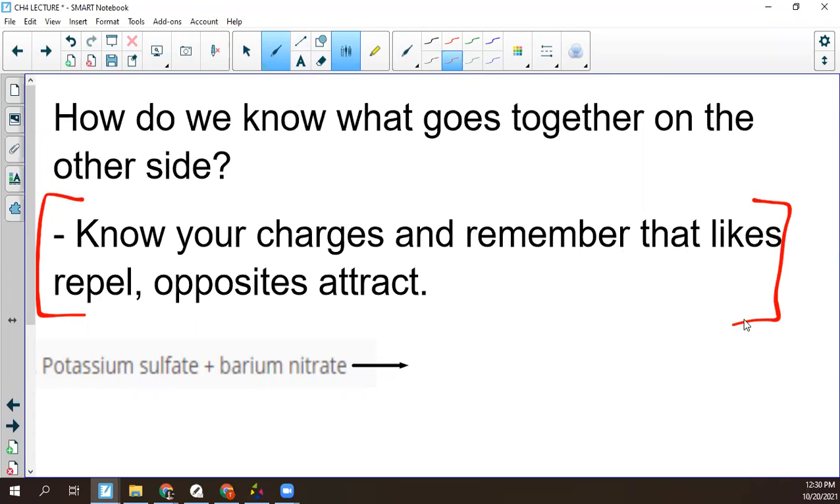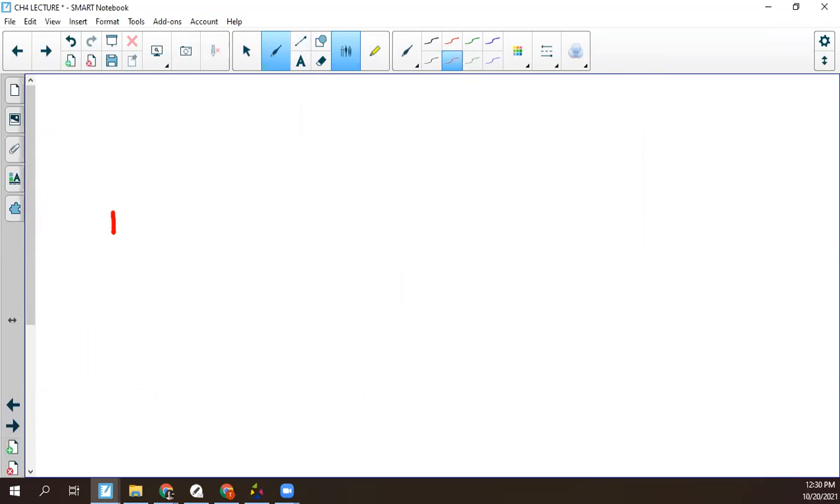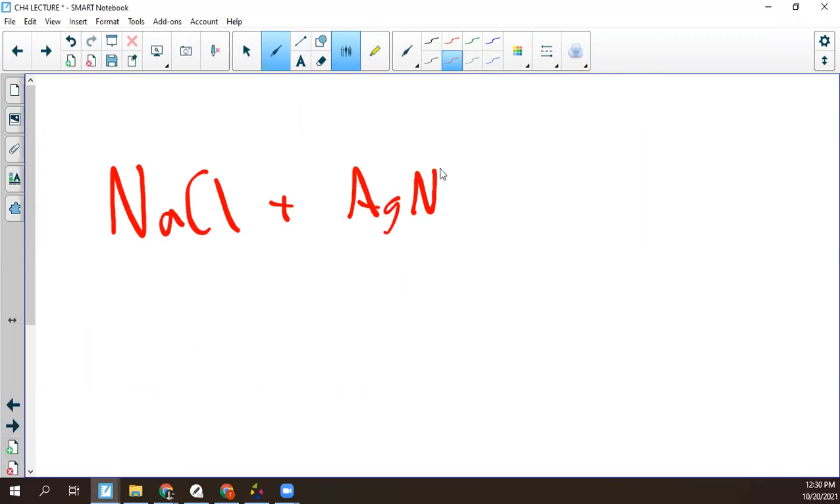So what I mean by that, this is the one on the Nearpod, so I won't do it. But if I have NaCl plus AgNO3 and an arrow, I need to know my charges. Essentially, the pluses and the minuses. Sodium's a metal, it's a loser, so it's a positive. Chlorine is a non-metal, so it's a negative. It gains. Silver is a metal, so it loses and becomes a positive.